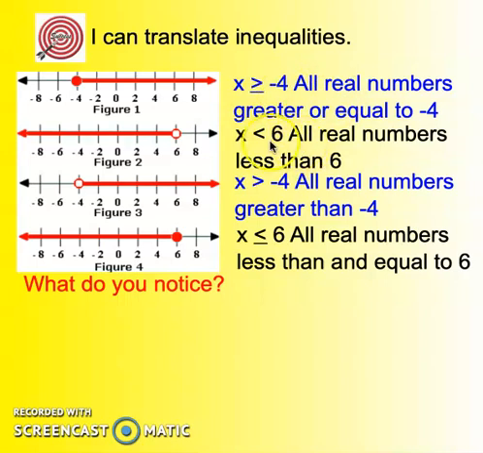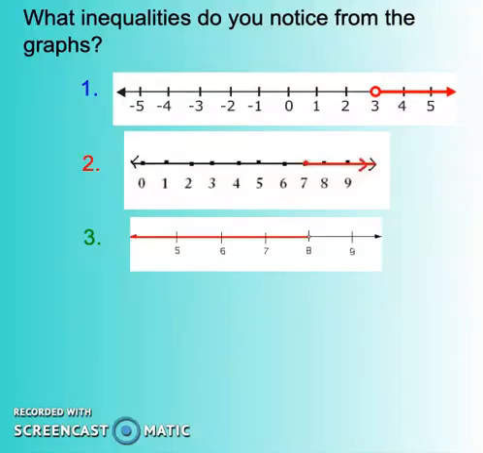In this case, all real numbers that are greater than or equal to -4. This one is all real numbers that are less than 6. And this one's all real numbers greater than -4. And then lastly, all real numbers less than or equal to 6. So what we're doing today is we're looking at inequalities that have already been graphed, and then we're going to write out a statement that includes basically all the solutions for that inequality.